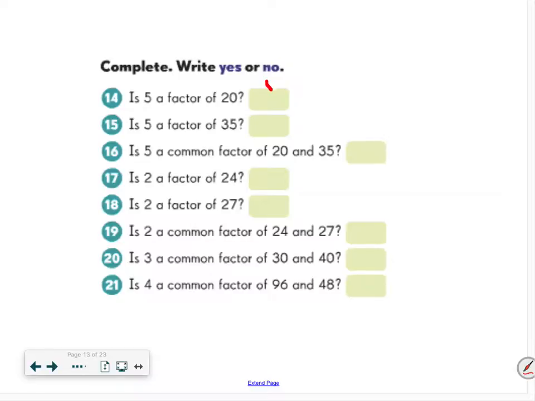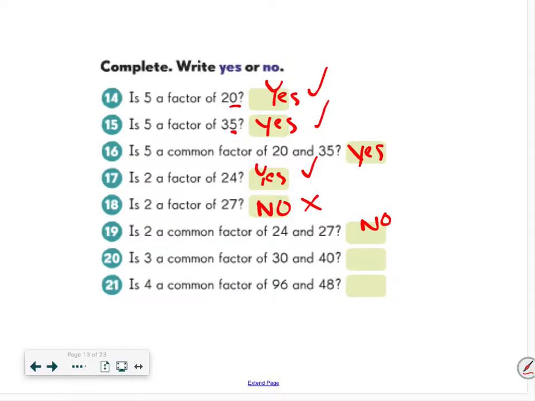Is 5 a factor of 20? Yes, because it ends in a 0, so I know 5 can go into it. Is 5 a factor of 35? Yes, because it ends in 5. So then it says, is 5 a common factor of 20 and 35? Well, yeah, because I have yes and yes, so it can go into both. Is 2 a factor of 24? Yes, because it's even. Is 2 a factor of 27? No, because it's odd. So then is 2 a common factor of 24 and 27? No, because I have only one yes, and then this one's a no.